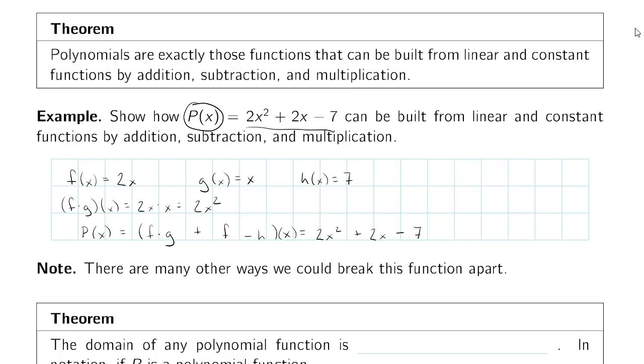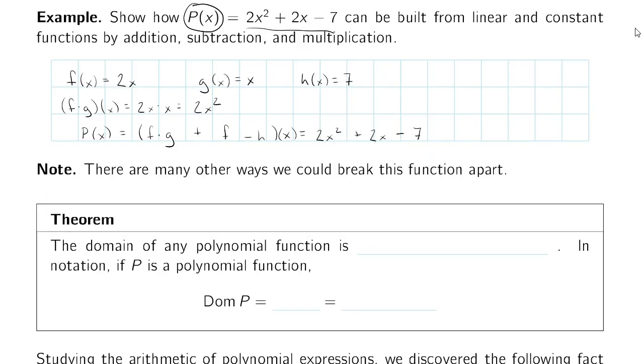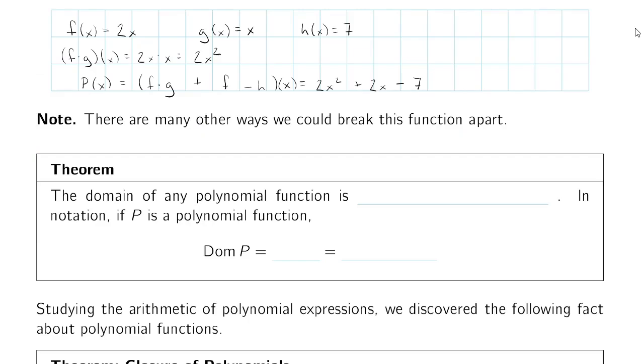This gives us something about the domain of a polynomial, though. The domain of linear stuff is all real numbers. The domain of a constant is obviously all real numbers. So if all polynomials can be built this way, the domain of a polynomial function is always all real numbers. In notation, if p is a polynomial function, then the domain of p, we can use that blackboard caps R symbol, or we can write negative infinity to infinity if we want interval notation. This is neat. The domain of a polynomial is all real numbers.